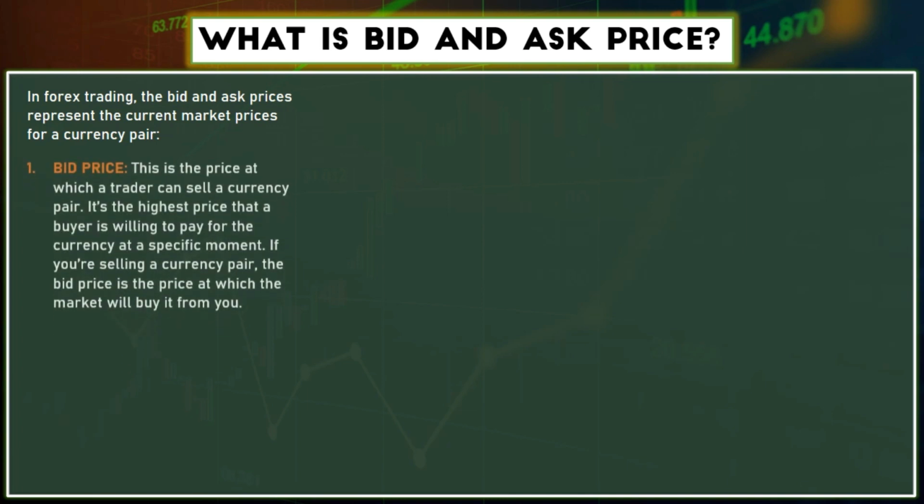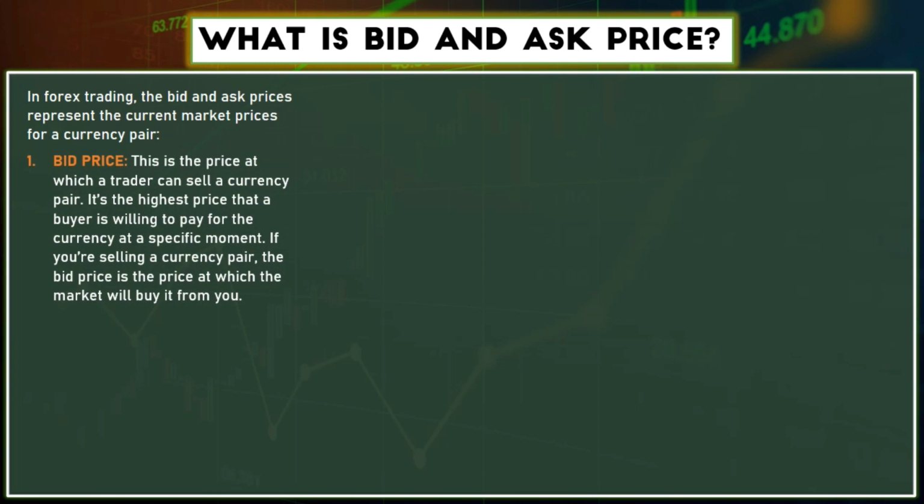So let's first of all talk about what is the bid price. The bid price is the price at which a trader can sell a currency pair. Meaning this is the amount available to sell a particular currency. It is the highest price that a buyer is willing to pay for the currency at a specific moment. Imagine you are selling a particular currency. The bid price is the price at which the market will buy it from you.